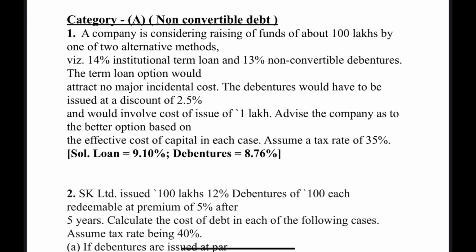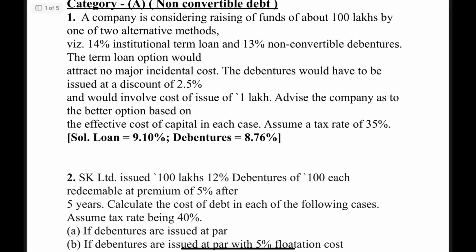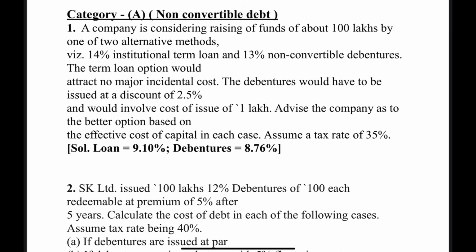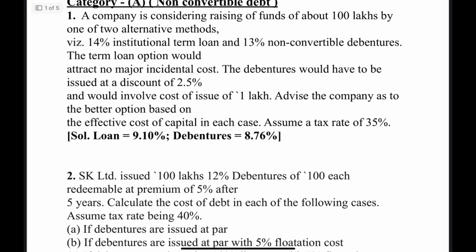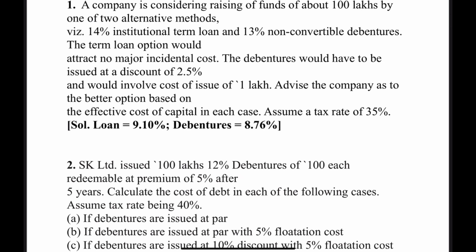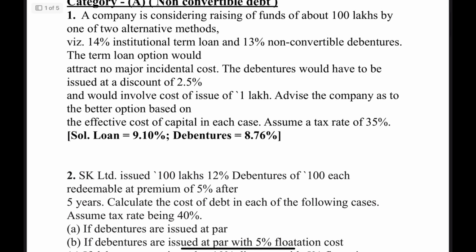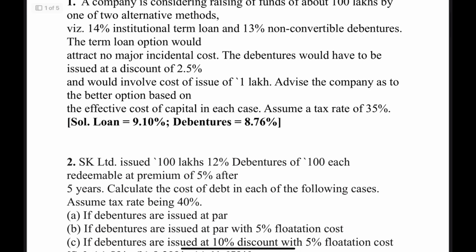So firstly, we have a question of non-convertible debt. There's a company who wants to raise funds of 100 lakh rupees. It has two methods. One is an institutional loan of 14% interest, and one is 13% non-convertible debenture. The loan option would not attract any incidental cost, so there is no flotation cost in the case of loan. But the debenture would have to be issued at a discount of 2.5%. So we are given the information about discount, so we can find out the issue price from here. As no face value is given, we would consider the face value as rupees 100. So rupees 100 is the face value and 2.5% is the discount. So the issue price would be 97.5, correct?